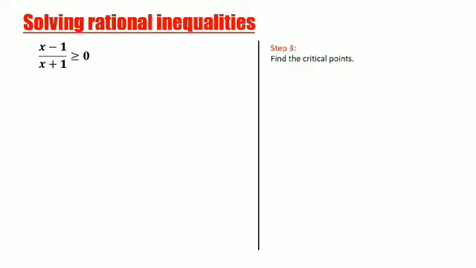To find the critical points, all you need to do is to look at the numerator first and then the denominator second. First, for the numerator, we need to equate this with 0. x minus 1 is equal to 0. And so for x, we have x is equal to 1.